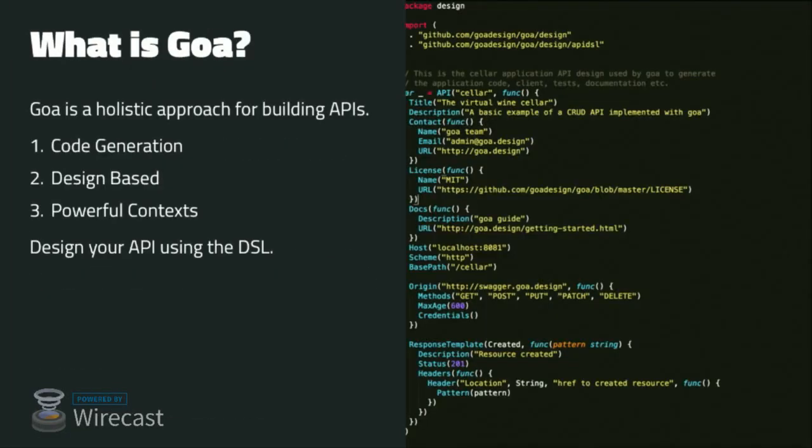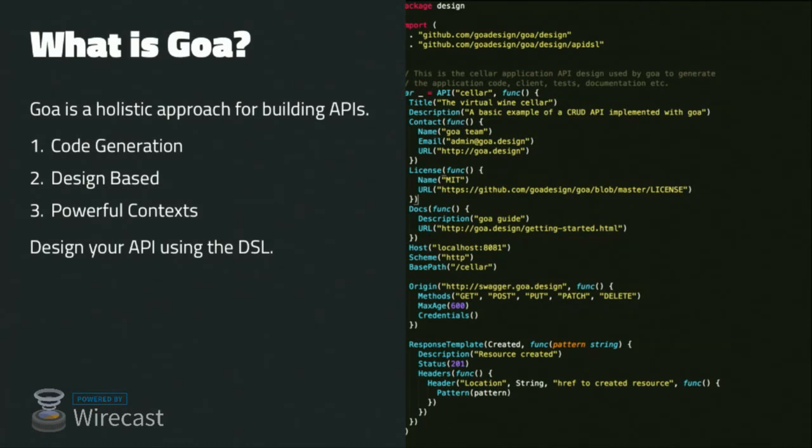So what is Goa? Goa is a holistic approach for building APIs. What Goa gives you is code generation. It is design-based, and you have very powerful context. Let's talk about what that is. In traditional API development, you leverage a framework to build an API. Traditional frameworks would be GoKit, the standard HTTP framework, and a whole other set of libraries out there. Goa is a little bit different in that you define your API via a Goa-specific DSL, and then from that DSL you generate your API and all validations that come thereof.